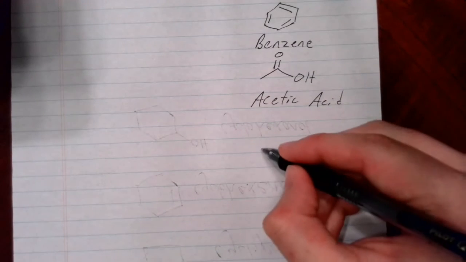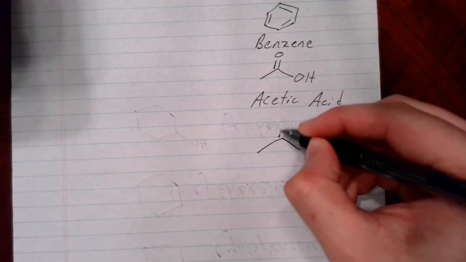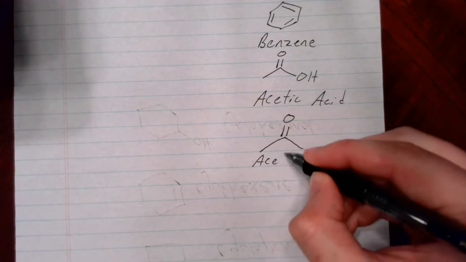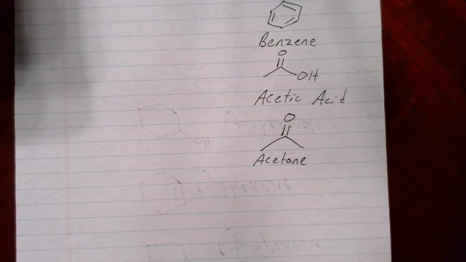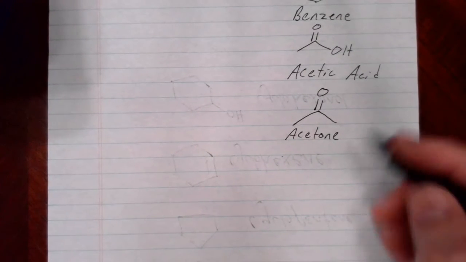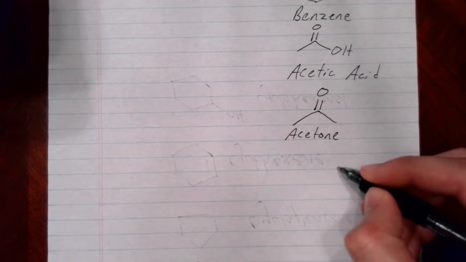Okay, so the next one is acetone. Acetone is a simple ketone, and you're probably familiar with acetone as being nail polish remover. Then the last one we will look at is formaldehyde.